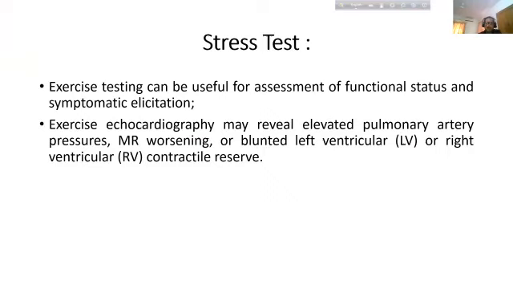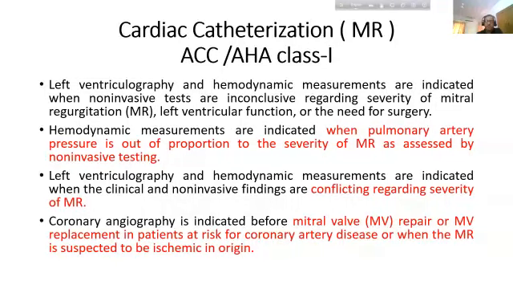And in some cases, we can do cardiac catheterization, especially when we think the patient may have an ischemic origin. In that case, the patient definitely goes for coronary angiography, or sometimes left ventriculography for hemodynamic measurements, especially when non-invasive tests are inconclusive, or when pulmonary artery pressure is out of proportion to the severity of the mitral regurgitation as assessed by non-invasive testing. And sometimes there is conflicting information regarding the severity of the MR. In that case, we should go for cardiac catheterization as well.